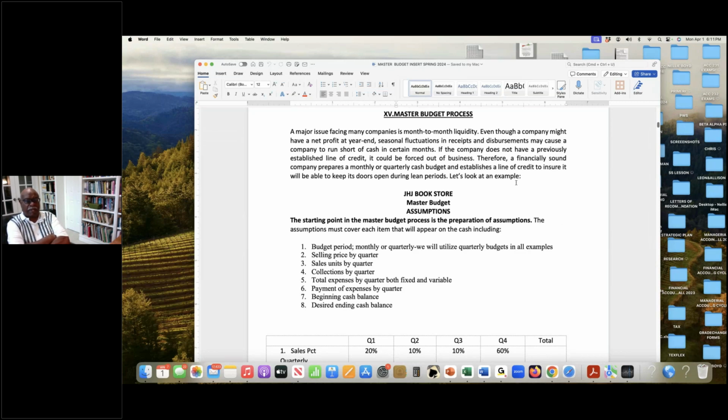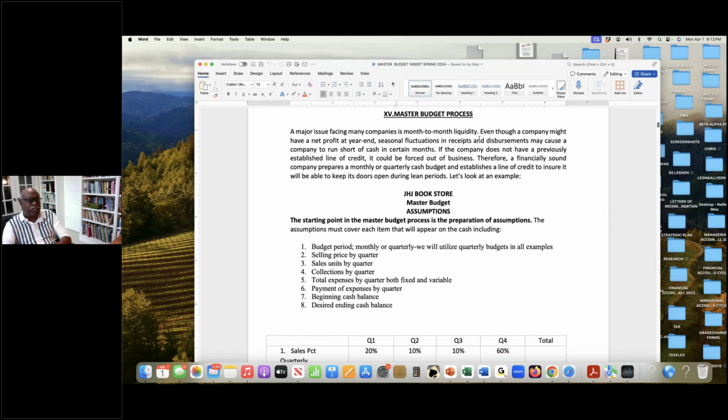And when you start a company, one of the issues you have to deal with is month to month liquidity. Just like you personally have to do it, a company has to do that. Even though you might have a net profit at the end, because of seasonal fluctuations, if you can't pay your rent in the mall, they're going to put you out. So you see the paper on the windows going up sometime in the summer for some companies because they could not pay their rent.